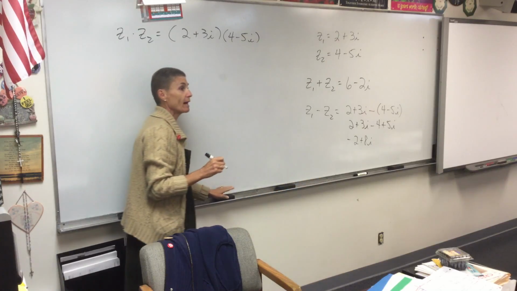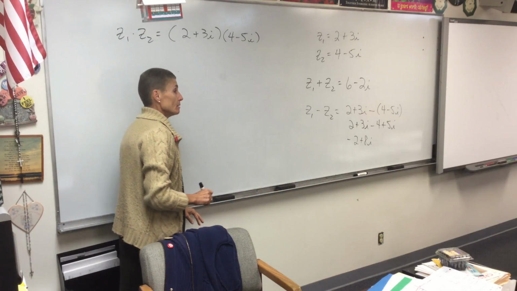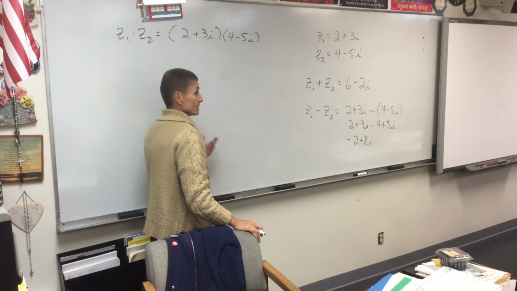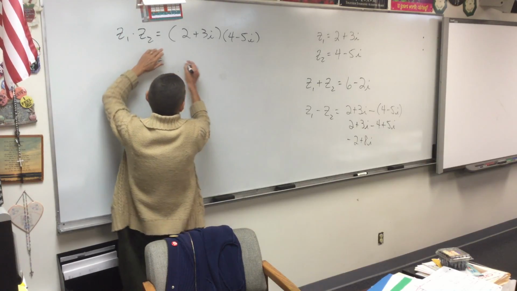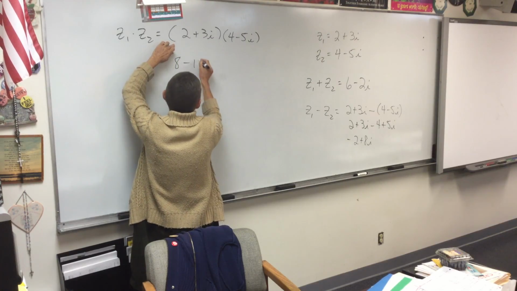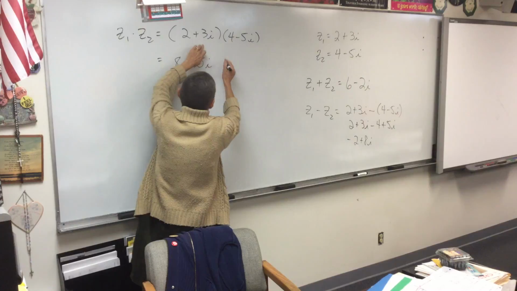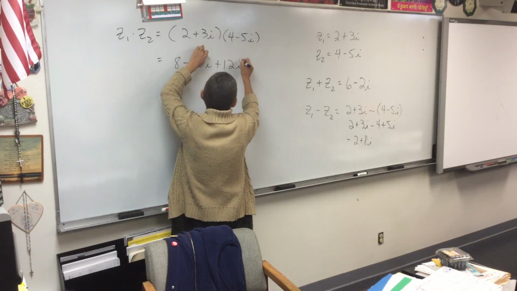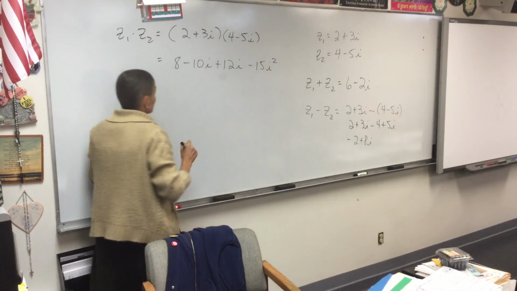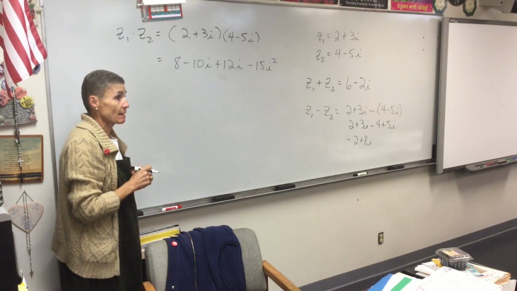How do you think we'll do that? The actual word for distributing, I think of it as foiling. Same thing, right? We're going to take these times those. So we'll take first times first, outsides, insides, and last. Okay, how does that look to everybody? Does that make sense?